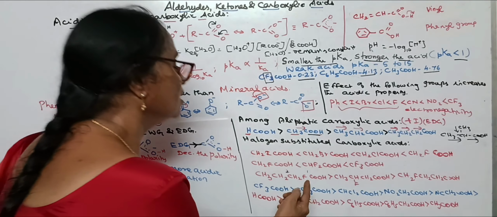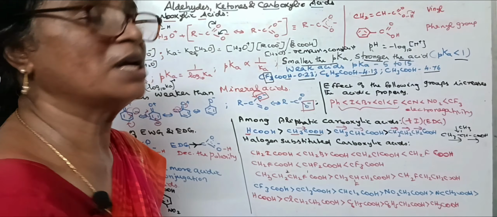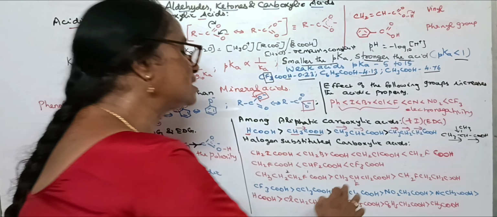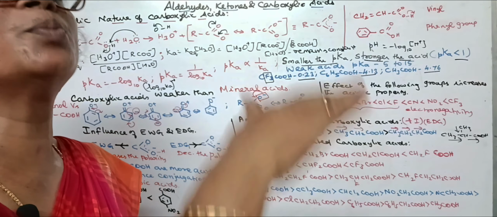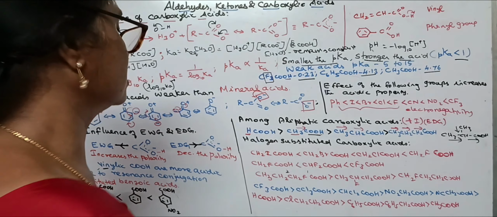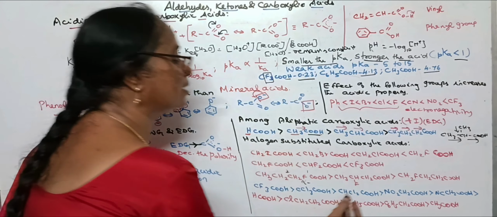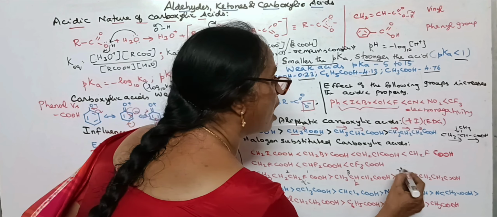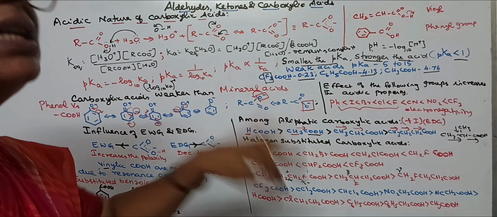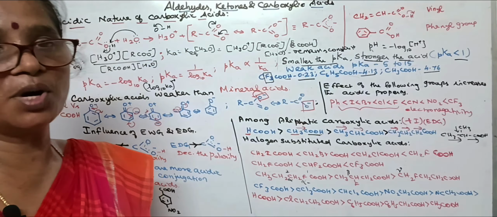So what happens? The position of the fluorine atom goes far from the carboxyl group. When the halogen atom gets far from the carboxyl group, the influence of the halogen over the carboxyl group decreases, and hence the acidic property also decreases. So we may say alpha fluorobutyric acid is much stronger than beta fluorobutyric acid or gamma fluorobutyric acid. So the position of the electron withdrawing group also influences the acidic nature of carboxylic acid.